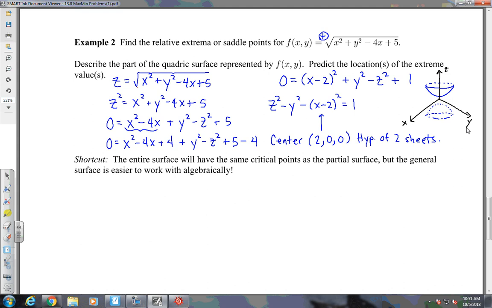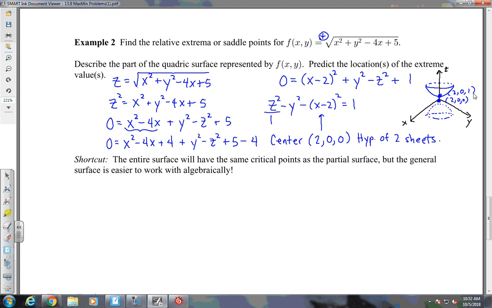There is a translation on the x-axis. I didn't indicate that very well on the graph, but we've discovered if the center is 2, 0, 0, then this vertex would be 2, 0, 1. Remember, we look below the z, take the square root of that number to find the distance between the center to the vertex in the z direction. So we can, based on what we know about graphing, predict that this function is going to have a relative minimum at 2, 0, 1. So we know the answer ahead of time. Let's see if we can determine that analytically.